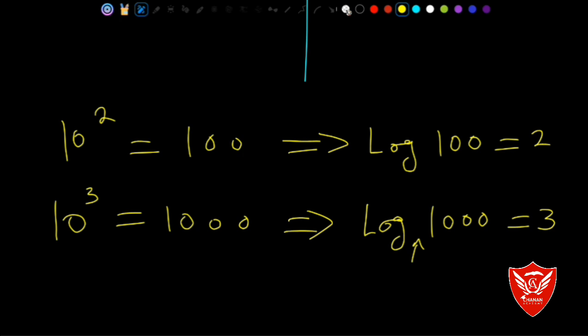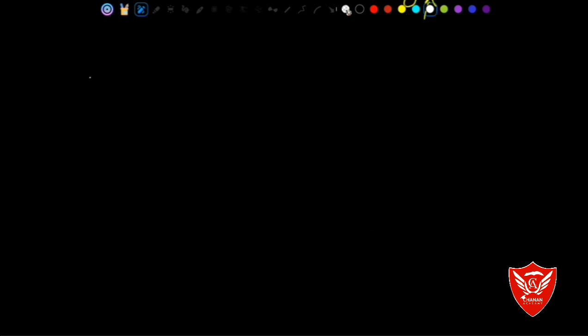Now, for natural logarithm, they use the base exponent e, which is equal to 2.718.